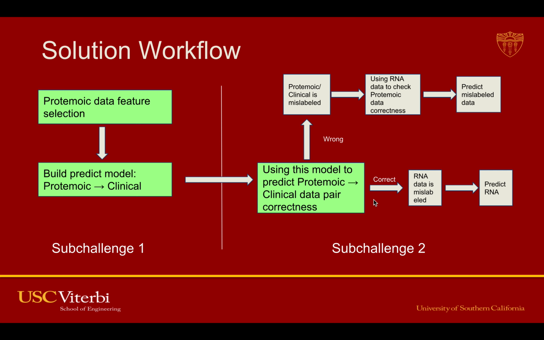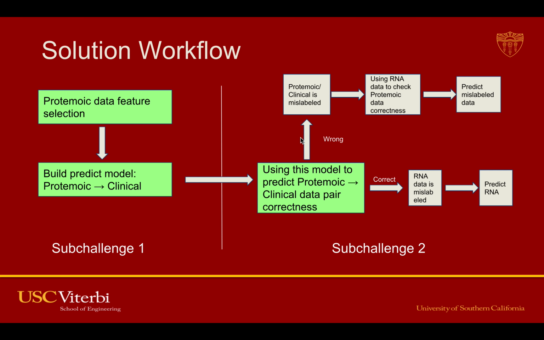After we make our prediction, we check if our predicted clinical data is the same as the given data set. If we got the correct prediction, we know that RNA data is mislabeled, because only one of those 3 data types is mislabeled. So if RNA data is mislabeled, we're going to build a model to predict RNA data.